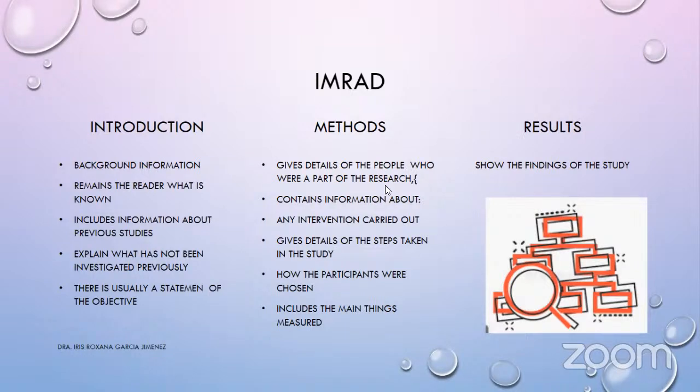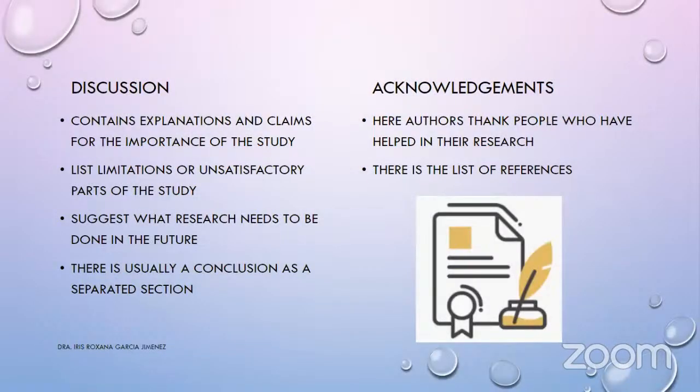Of course, it has to contain information about any intervention carried out. It must give details of the steps taken in the study and how the participants were chosen. I mean the criteria for being included in this study. That includes the main things measured, again, variables, okay? Of course, the results show the findings of the study, all the new things following the objective, not different ones, because you need a point to check, and then following that information, you can give the results properly.